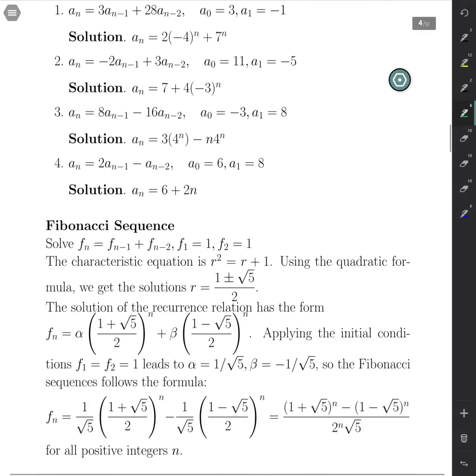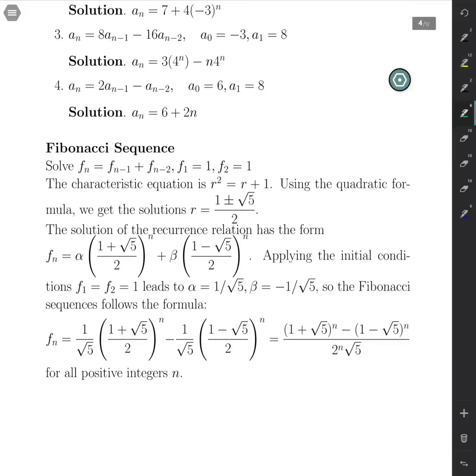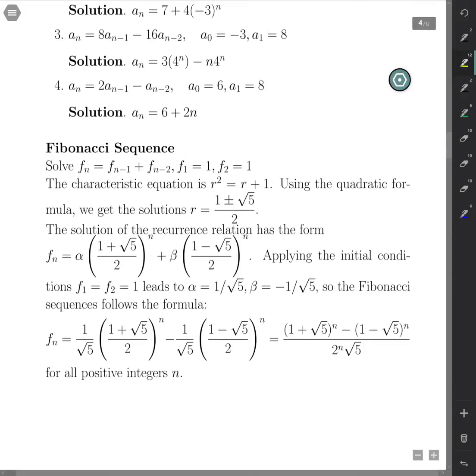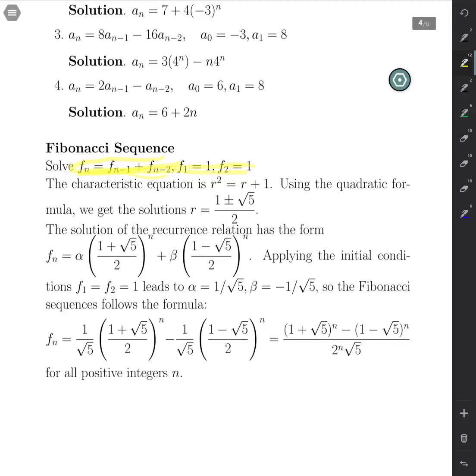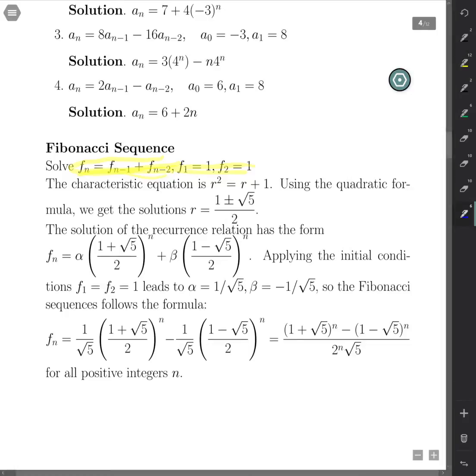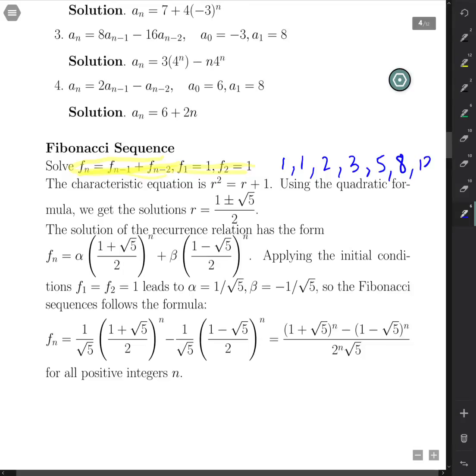One of the things we talked about in class was the Fibonacci sequence that has this particular form here, with these initial conditions, and we wrote out what the Fibonacci sequence looks like for the first several terms. 1 and 1 are the initial conditions, and then each term thereafter is a sum of the previous two. So these are the kinds of terms we get there.